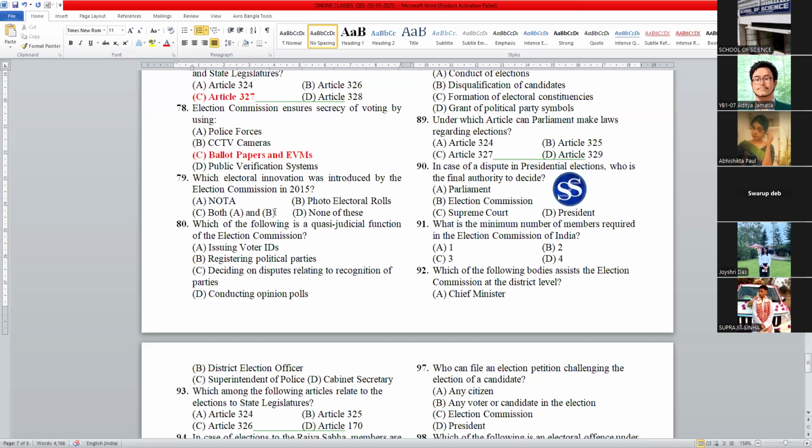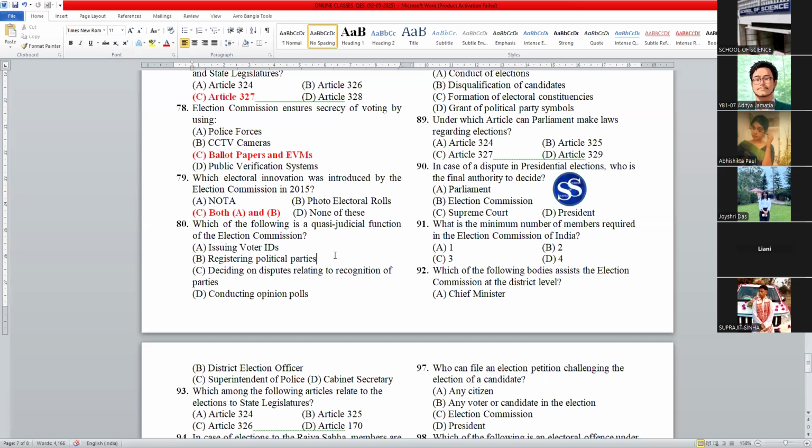The answer is both NOTA and photo electoral rolls. In 2015, the Election Commission of India introduced several significant electoral innovations to enhance transparency. Also photo electoral rolls. There's another one, that was NERPAP, that is National Electoral Roll Purification and Authentication Program.